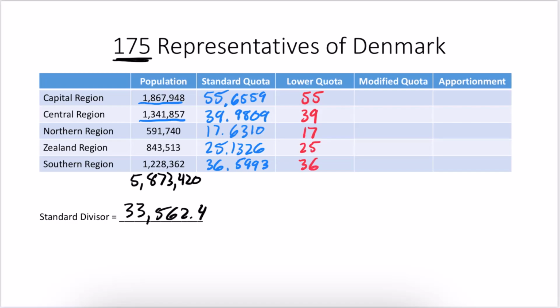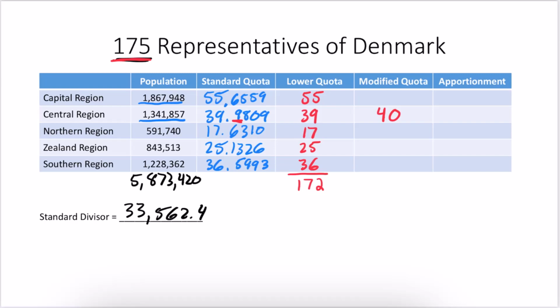Then we look at how many representatives that has assigned. We add up all of these numbers, and we get 172 representatives. But we have 175 representatives to assign. So this means that we have 3 extra representatives that we need to assign. The way we do it is based on which regions have the largest decimal. Because the central region has the largest decimal, 0.9, we're going to add 1 extra representative to the central region.